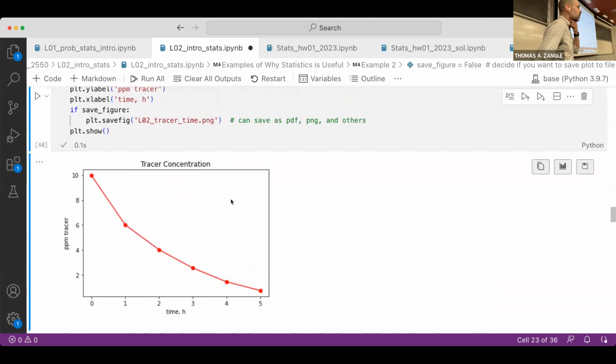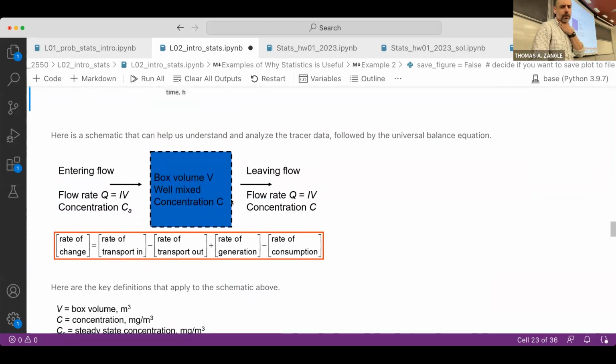Any questions on that? So that's matplotlib. We'll be using that. It's a convenient way of making plots in line in your Jupyter notebooks. No question. Got it.